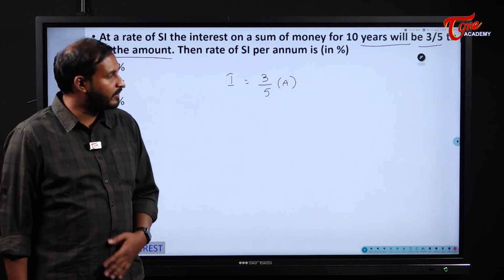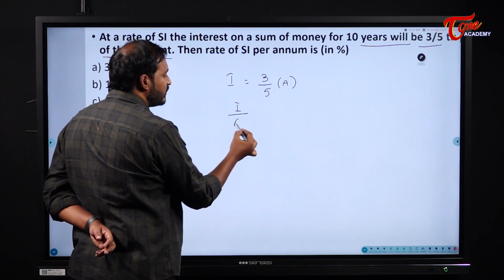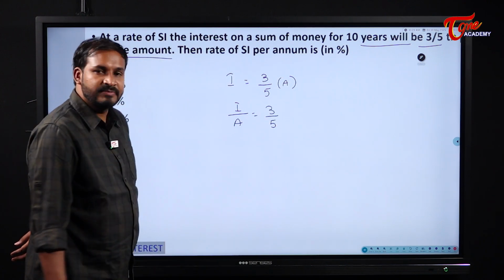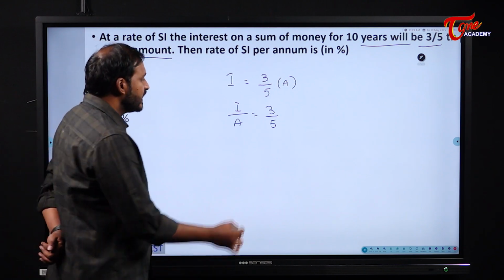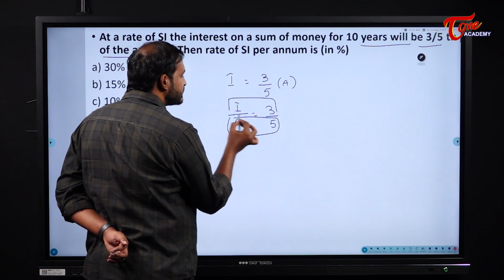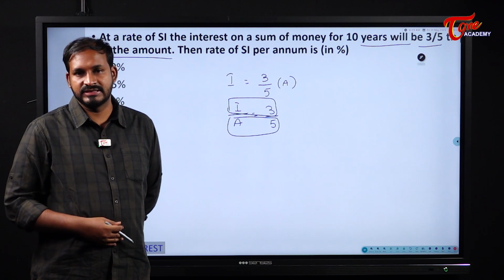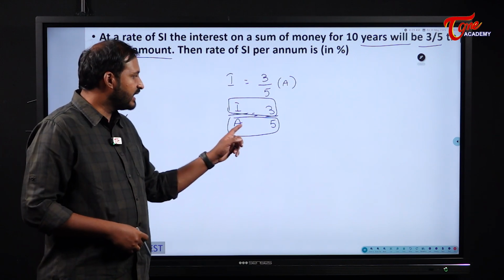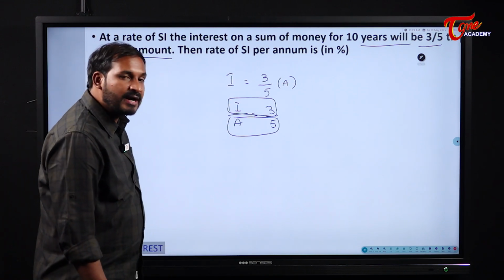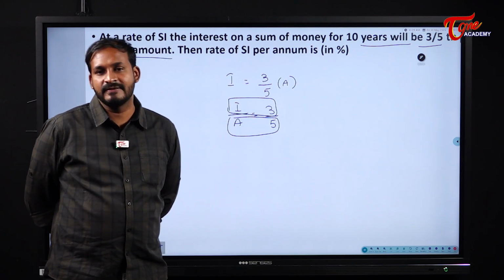Okay, good, superb. Now please observe here. From this, can I write interest by amount is equal to 3 by 5? Interest by amount is equal to 3 by 5. That means amount is 5 parts and interest is 3 parts. Is it clear for everyone? Can I consider them? Yes, we can consider. So if amount is 5 parts and interest is 3 parts, tell me what will be the principal here?